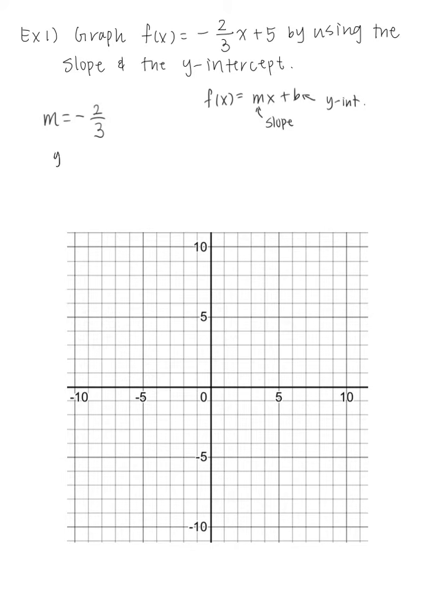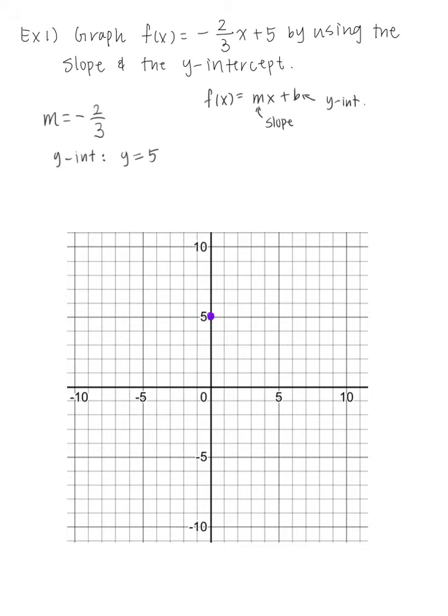And our y-intercept is, where is that? Y equals 5. So this is where the graph is going to cross the y-axis. So let me just plot that. The y-intercept is at 5, so I'm just going to make a dot right here. Now from here, you're going to have to perform rise over run to determine another point on the graph.